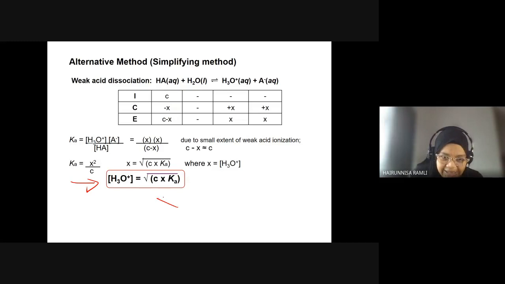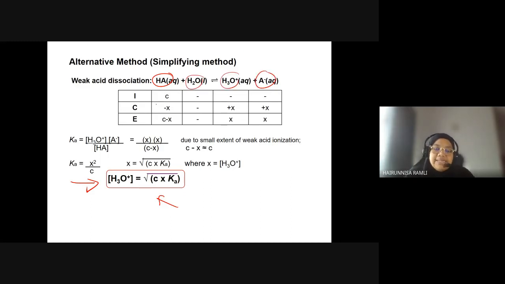Basically this equation sebenarnya actually came from ice table. Okay, takpelah saya explain sebab nak suruh you faham juga. So as long as you faham, kalau you buat formula pun tak ada masalah lah. Yang penting you faham. So the equation is acid, in general lah, HA, any anion of weak acid pun tak apa. HA plus water produce H3O+ plus A minus.